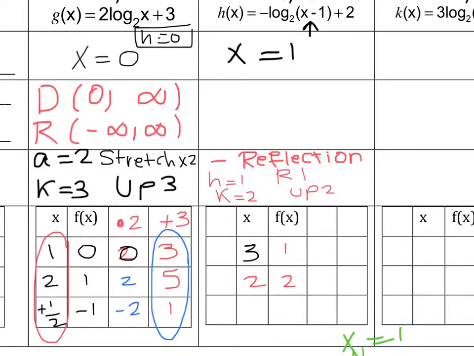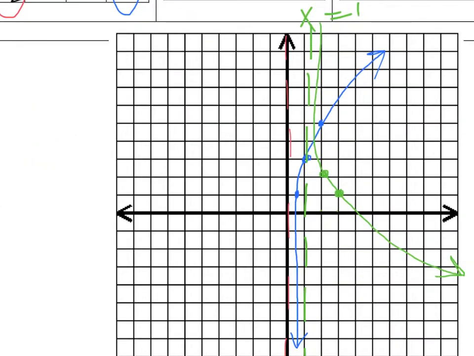Now let's talk about the domain and range as well. Now the domain is going to be, again, from the asymptote, which is 1 to infinity, and the range is always going to be from negative infinity to infinity no matter what. So let's go ahead and check that. Now, even though my function is reflected, it's again not going beyond the asymptote. So it's from 1 all the way to plus infinity.